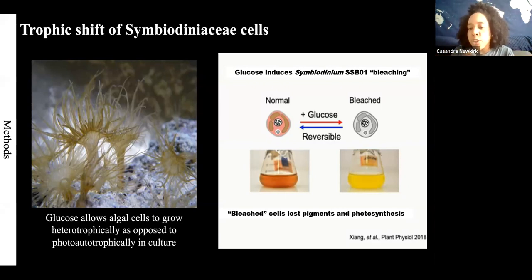This glucose bleaching is reversible. So if you take cells that have been supplemented with glucose, put them back into a normal media, they will regain their photosynthetic function and start growing as photoautotrophs again.